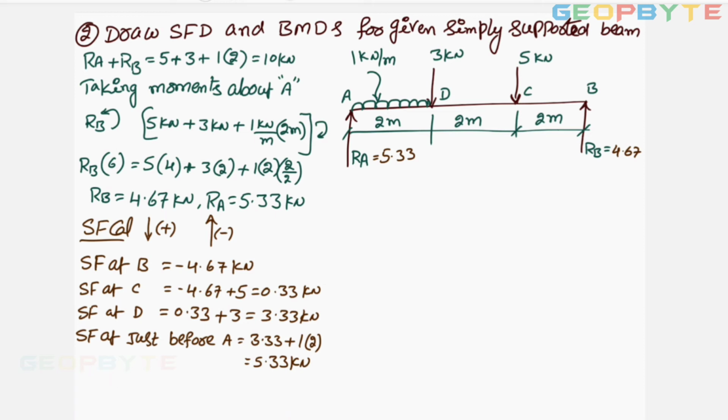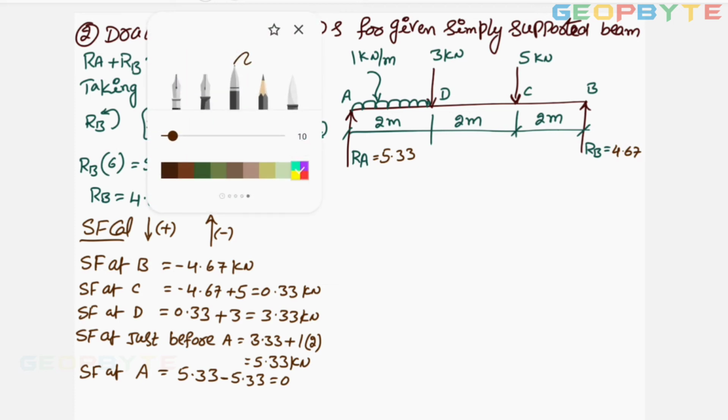Shear force at A equals already 5.33 is there. But what is the shear force at A? What is the point load at A? 5.33 vertical upwards. Vertical upward force is negative, minus 5.33. It must be equal to 0. That is how the shear force value can be decided at A. I hope all of you understood.